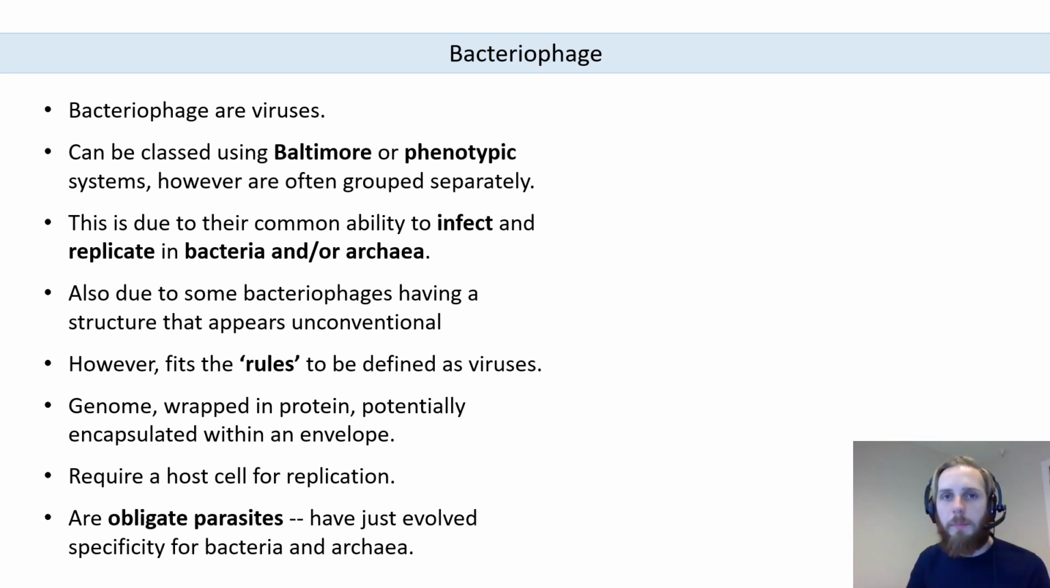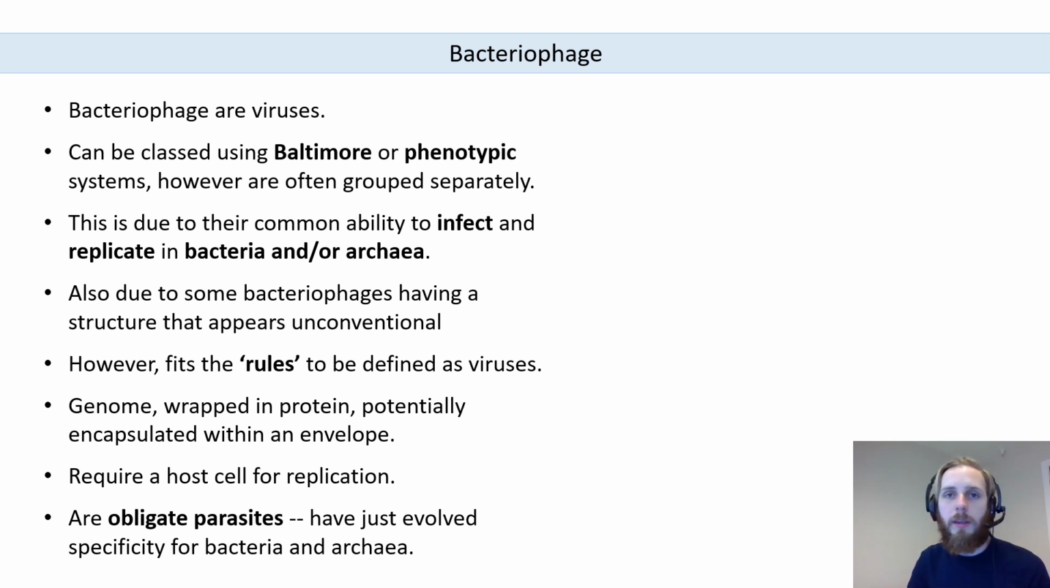Bacteriophages essentially have a common ability to infect archaea and/or bacteria. So unlike most viruses, bacteriophages will infect members of the archaea and bacteria domains of life. If you remember the domains of life, I'm sure you will have learned at some point, we have three domains of life: eukarya, bacteria, and archaea. Multicellular life, eukaryotic life, belongs to the eukarya domain. Unicellular life, prokaryotic life, belongs to the archaea and bacteria domains, and these are the domains that bacteriophages infect. So this is why we group them together.